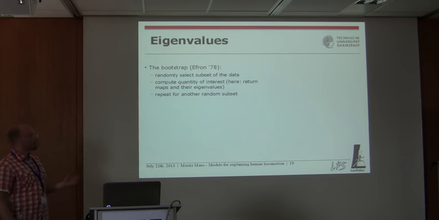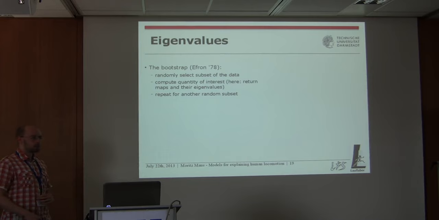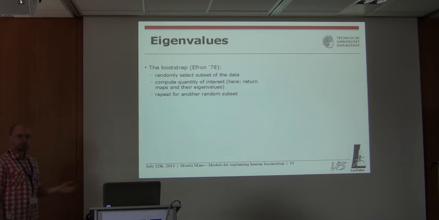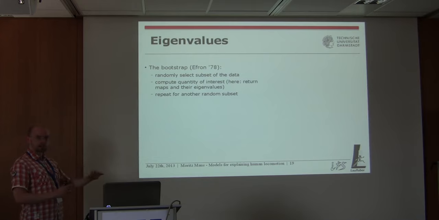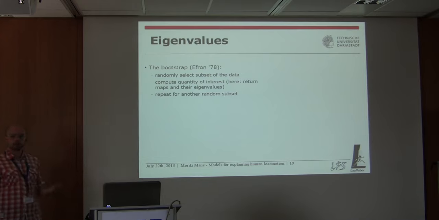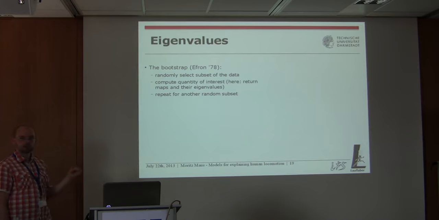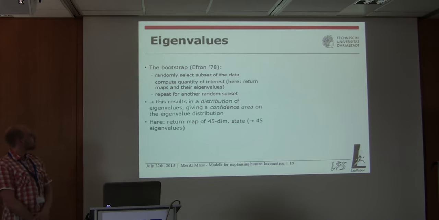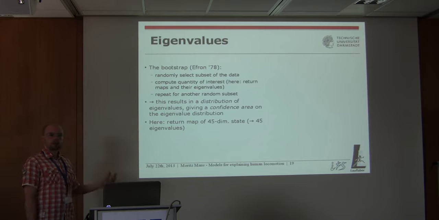So first step is you select a random subset of the data, which has the same length as the data, so it's resampling with repetition. Then you compute the quantity of interest, in this case the eigenvalues, and then we take another random subset of the data, compute the same quantity, and then we look at the distribution of the quantity. The bootstrap says that the distribution gives you a confidence interval of the true value under certain assumptions. In our situation, we are interested in the distribution of the eigenvalues. So how accurate are the eigenvalues that we get from the data? We have a return map of 45 dimensional states, 45 eigenvalues, plus one which is zero.